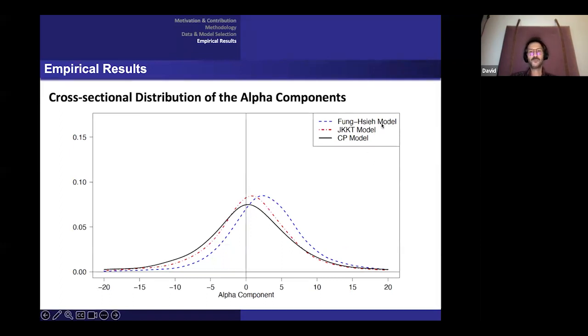Using a Fung-Hsieh model, which is the most commonly used model in the hedge fund space, you get the kernel density estimates in dotted blue here. If you use the GKKT model or the CP, you see the shift to the left of the alpha distribution, of the alpha component.